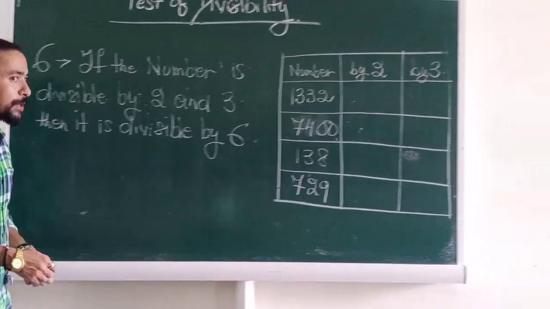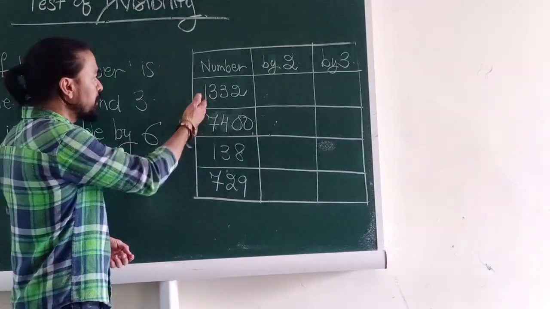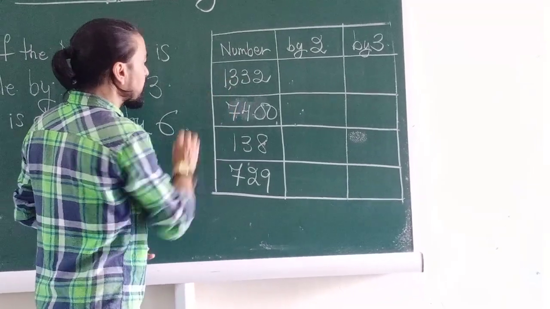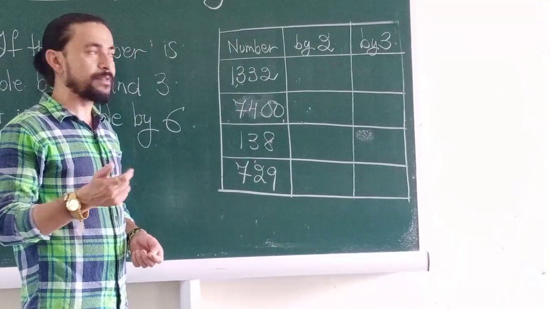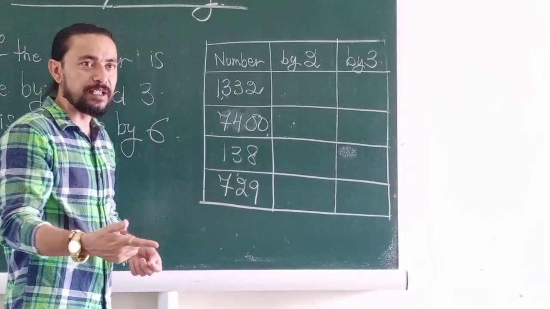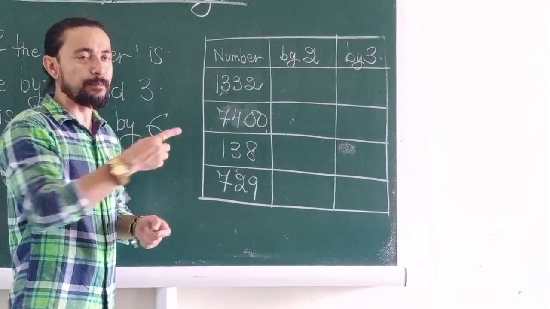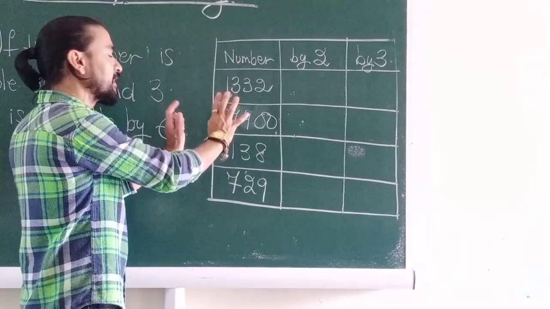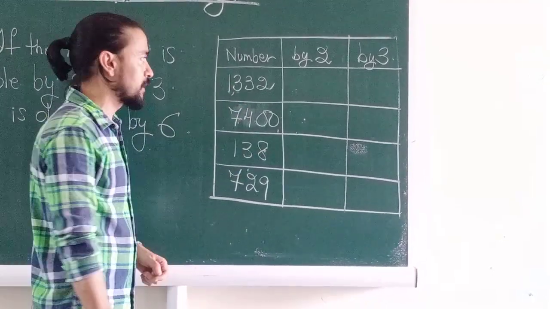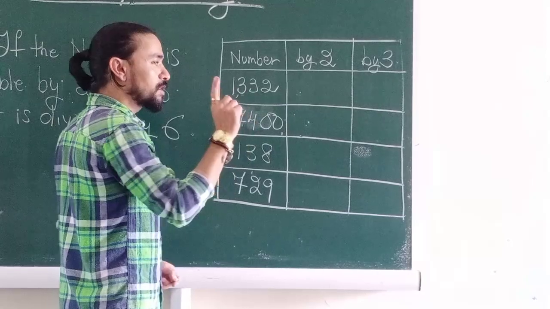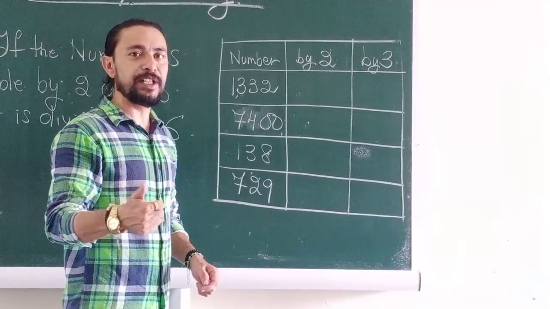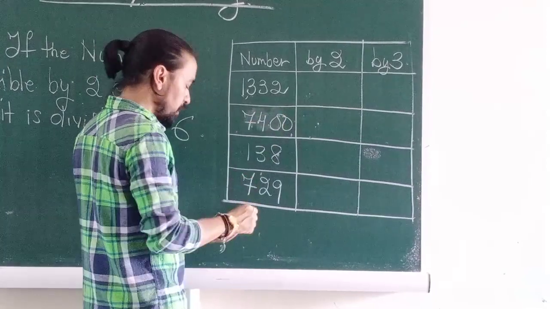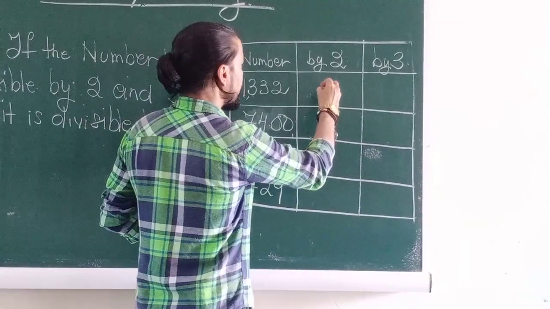Let's come to the examples. The number 1332. I have to check whether it's divisible by 2 first and then by 3. If both of them match, then the number is divisible by 6. That means I can say that that number is divisible by 6. By 2. What is the rule for 2? It should be an even number or it should be 0. 2 is an even number. So yes, divisible by 2.